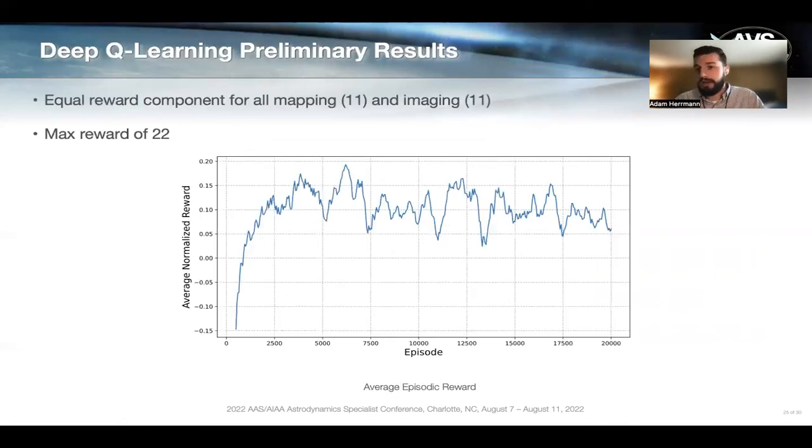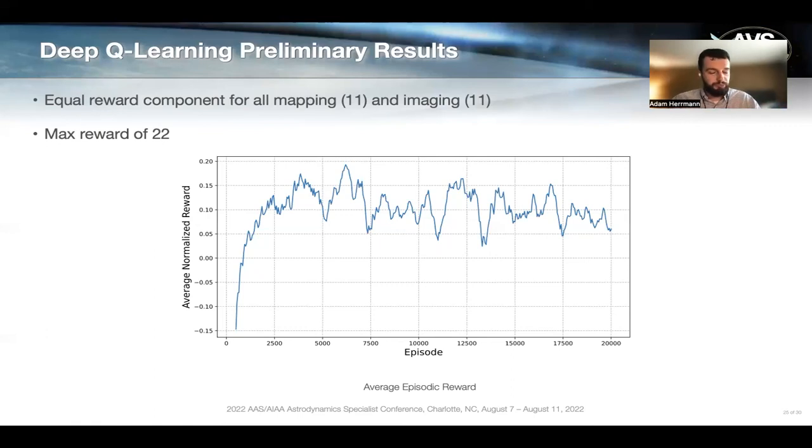So we kind of threw deep Q learning at this problem, took a few iterations. We ended up getting this reward curve. But you can see that we only get between 10 and 15% of the maximum reward. And this is with equal components for mapping and imaging. And this really is not what we want to be seeing, right? We want to see something more like 90%.